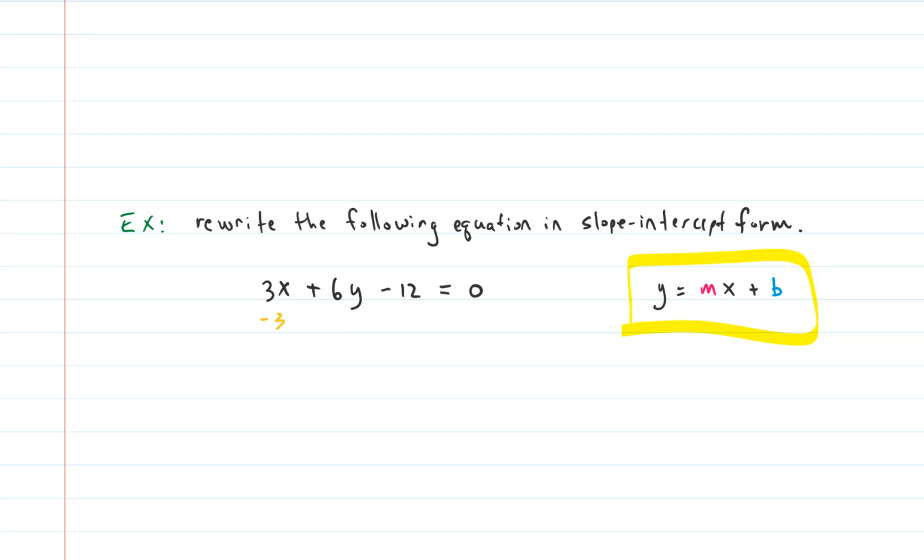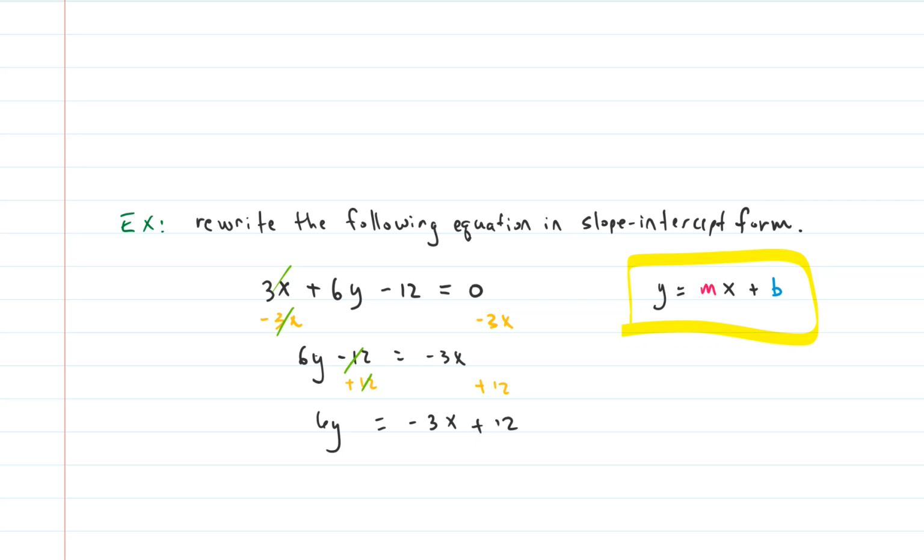Let's start by taking 3x over to the other side. That's a good start because the 3x's cancel on the left. And we're left with 6y minus 12 equals negative 3x. And one more thing, we've got to get rid of the 12. So we add 12 to both sides. And we are left with 6y equals negative 3x plus 12.